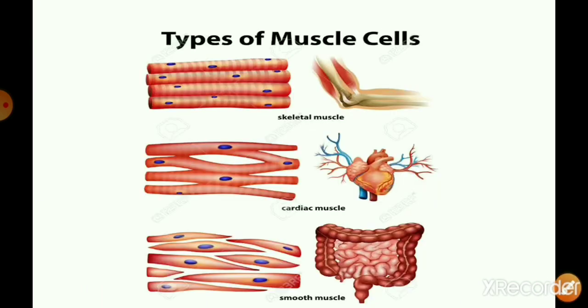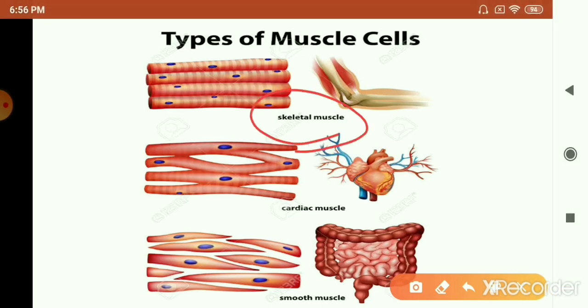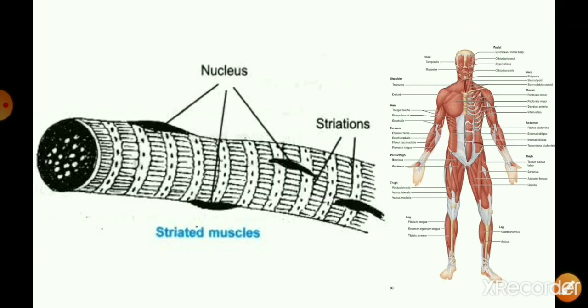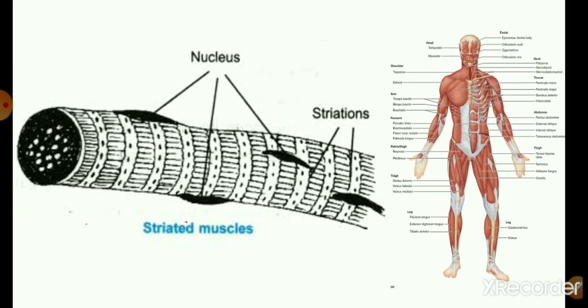Now, muscle or muscular tissue is of three types. They are the voluntary muscles, also called skeletal muscles. You've got the cardiac muscles and the smooth muscles. So now let us study the features and functions of each of these kinds. First, let us study the voluntary muscles, also called striated muscles.